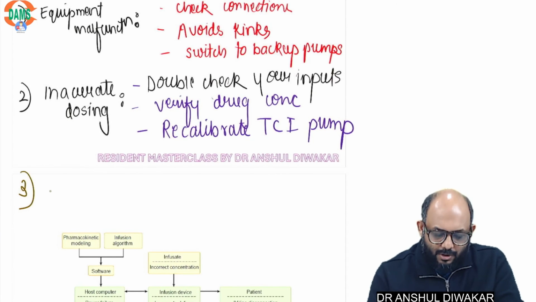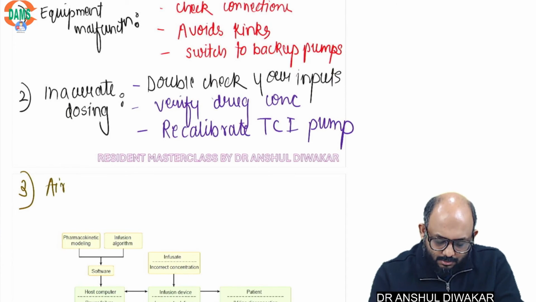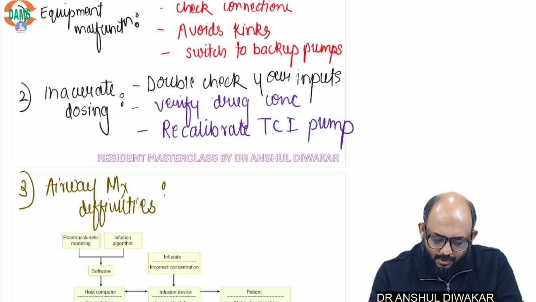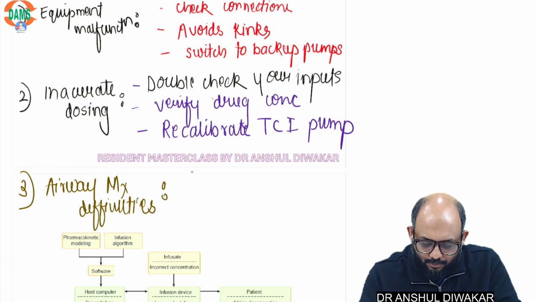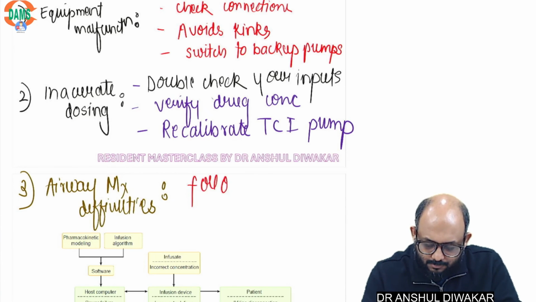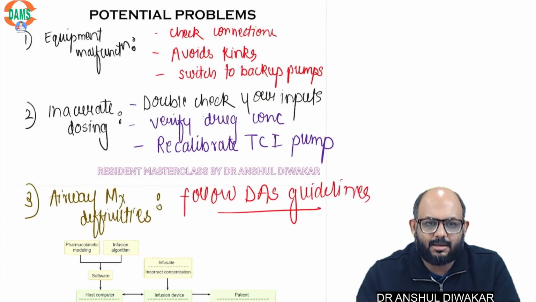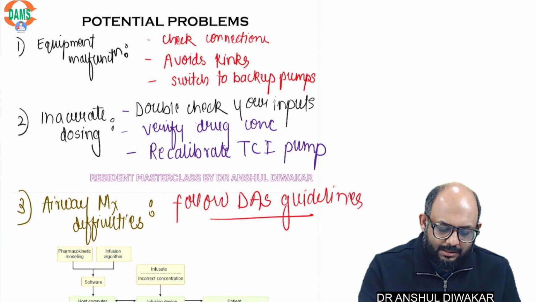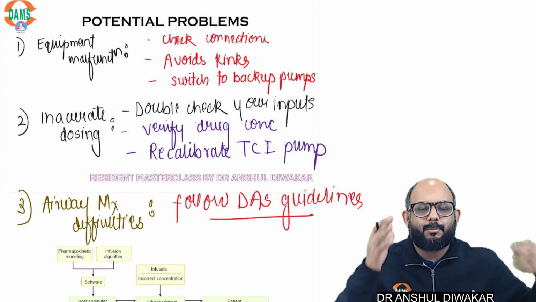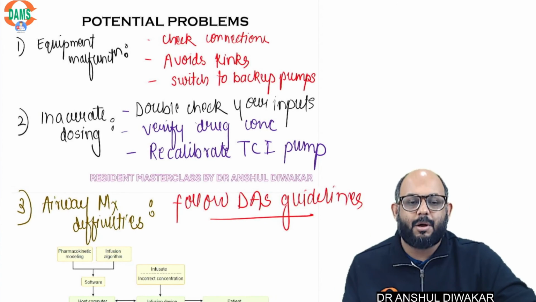Then if you have airway problems, if you have airway management difficulties, then follow DAS guidelines. Difficult Airway Society, difficult airway guidelines, which also we have discussed in detail. Follow DAS guidelines. Okay. So these are the potential problems, which are the problems with your infusion pumps.